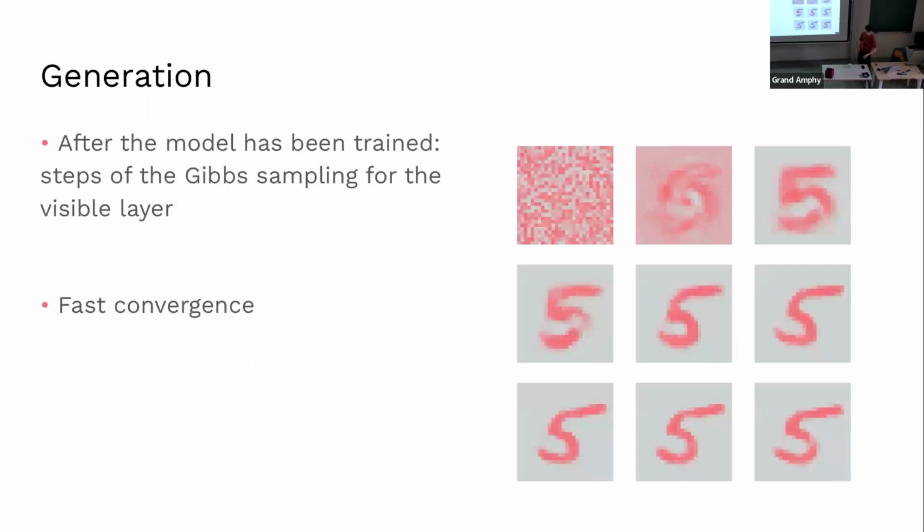And once it has been trained properly, when you perform Gibbs sampling from your model, you will obtain those. So this is the first step with the uniform probability for the visible layer. So it's a white noise, and already in the first step of Gibbs sampling, you can see patterns emerging. And on the second step, you have a 5. So the convergence is also really fast. So that's an advantage of Gibbs sampling.